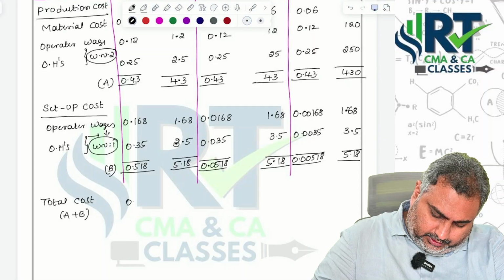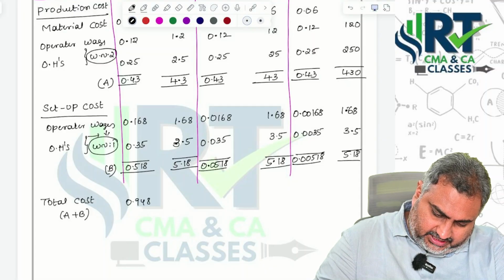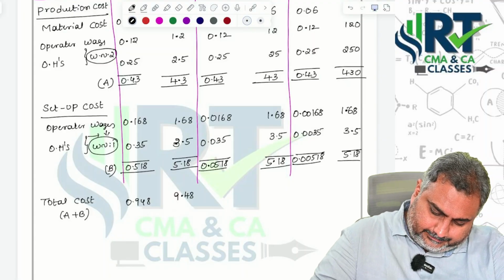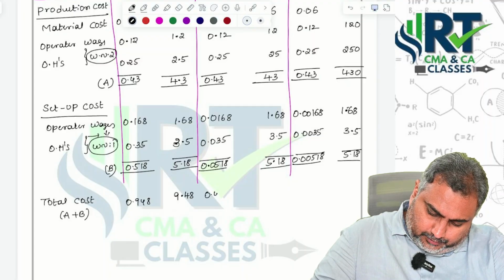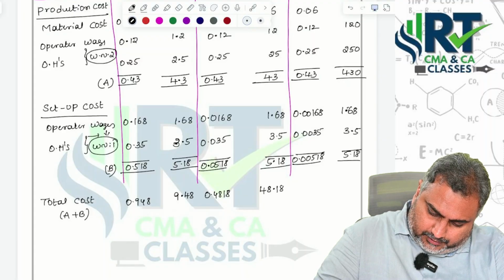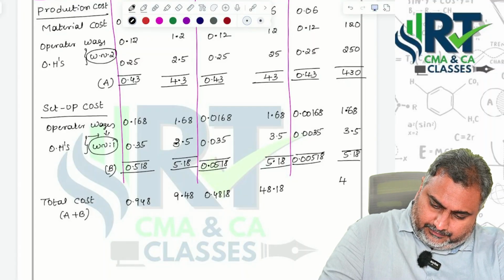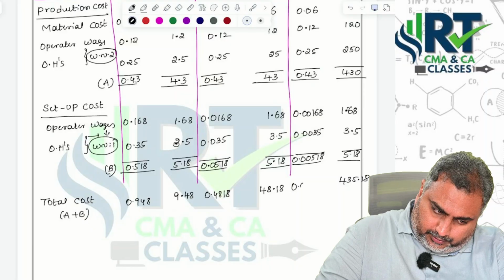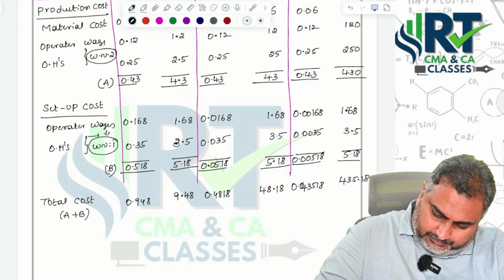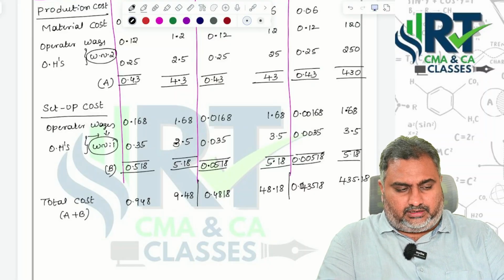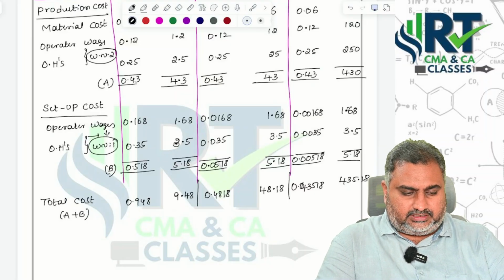That is equal to 0.948, 9.48, 0.4818, 48.18, 435.18, 0.43518. This is the way we are supposed to calculate our total cost itself.